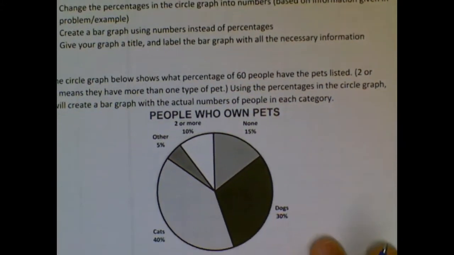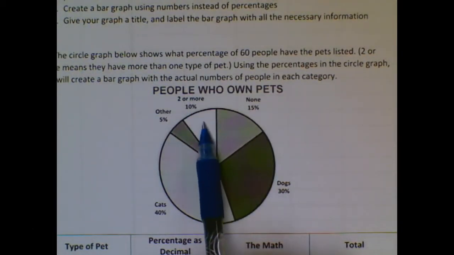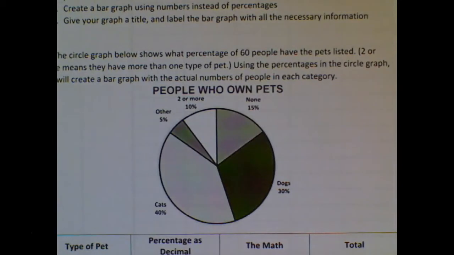So let's take a look at these categories real quick. Like we said, 10% own 2 or more. 5% own other. And what other could be, like they own a bird, they own a fish, an iguana, hamster, something that's not a cat or a dog, which are the 2 other categories. 40% own cats, 30% dogs. And like we mentioned, 15% do not own a pet.